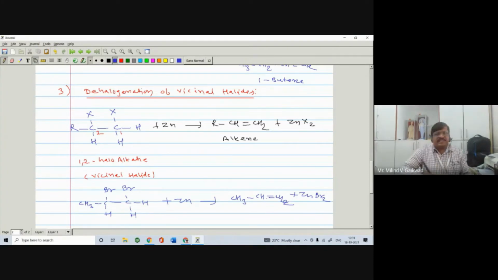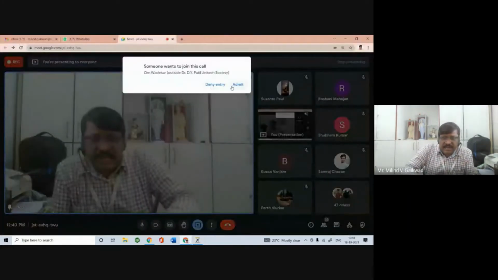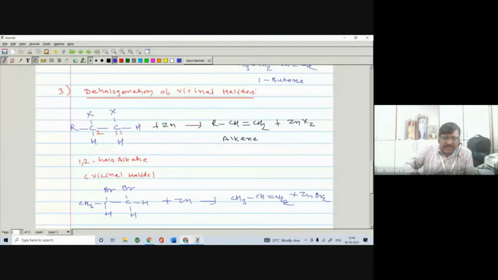In all these reactions, you will see that there is a removal of a group or atom from the substrate, so it is called an elimination reaction. Here we have taken about three elimination reactions. Let us see the next reaction.